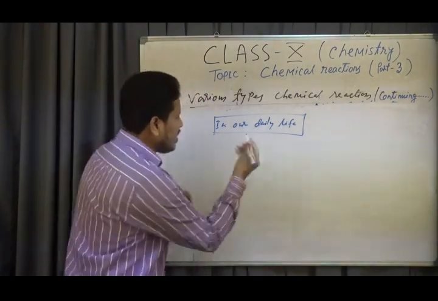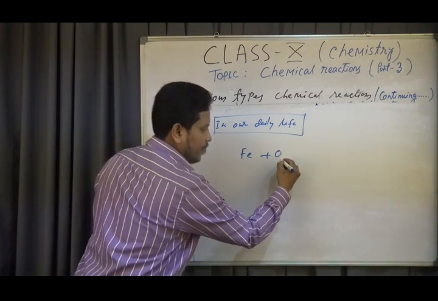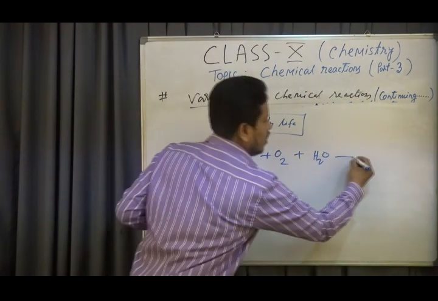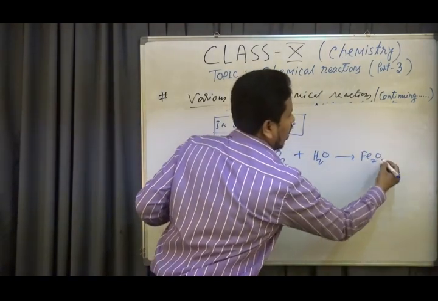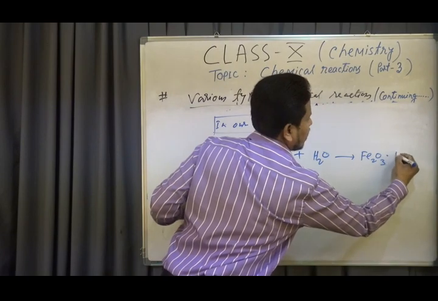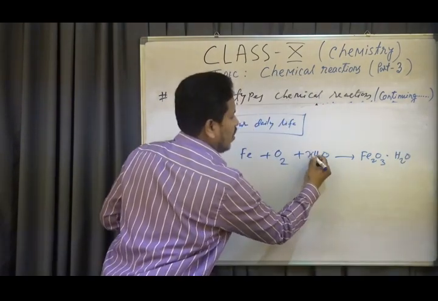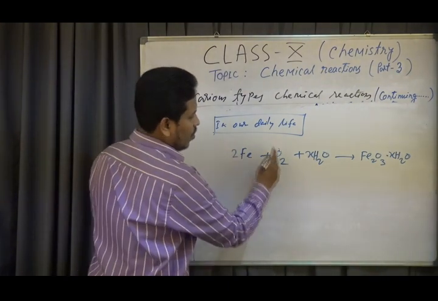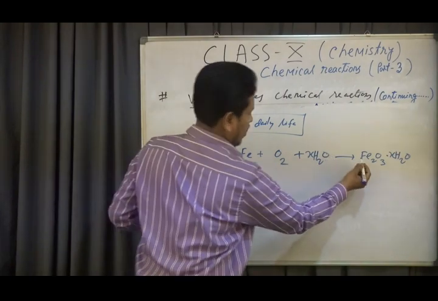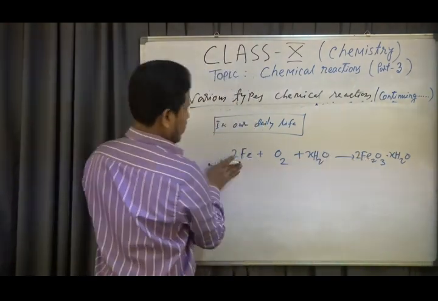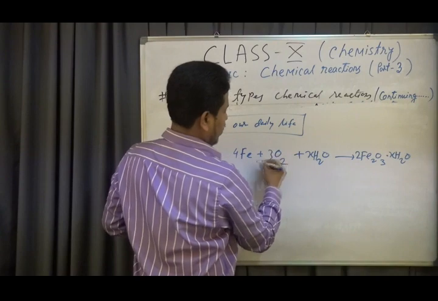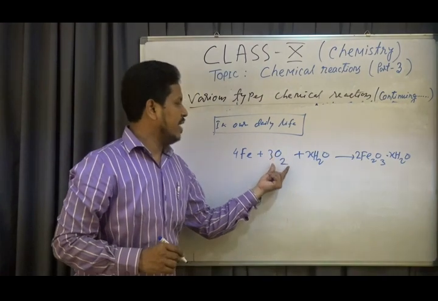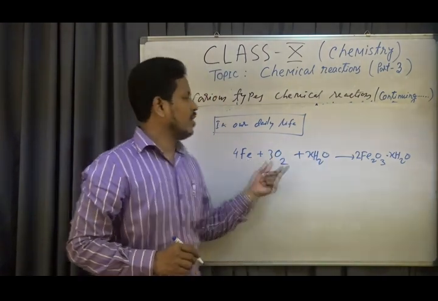So, how to write the chemical reaction? Iron plus oxygen of air plus water vapor present in the air to form iron oxide dot water, hydrated iron oxide, x molecules of water, xH2O. Okay, 4Fe, 3O2. So in this way, iron is converted to rust, hydrated iron oxide, in the presence of air and water vapor. So iron is converted to rust.